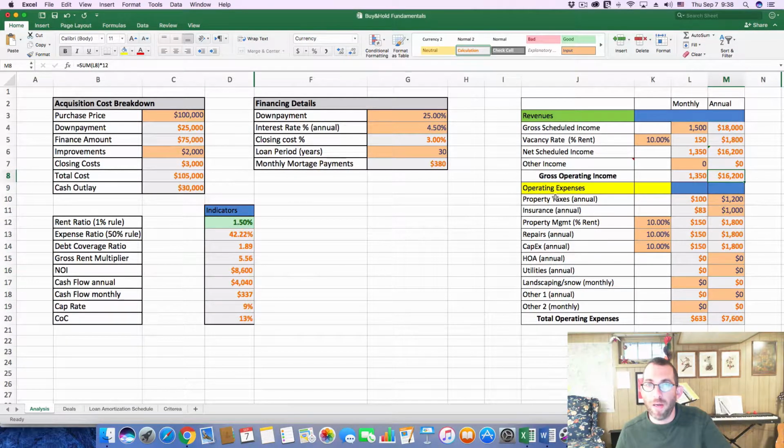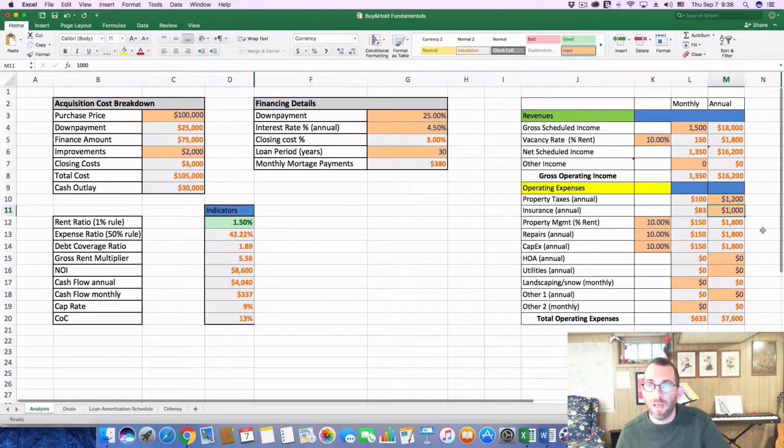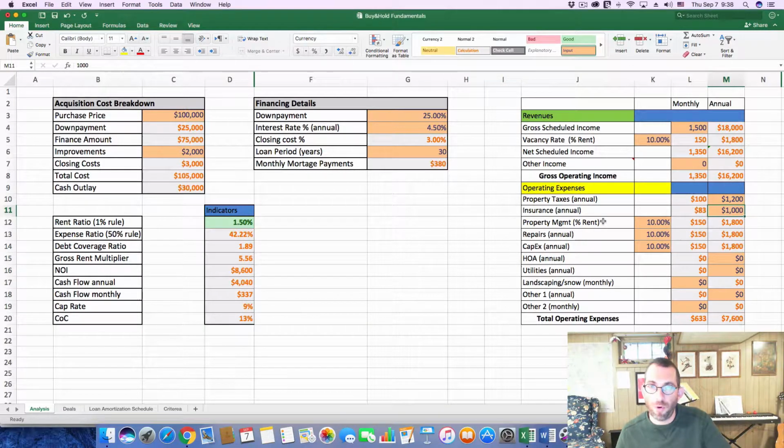Then you look at your operating expenses, which includes property taxes, insurance, HOAs, any utilities you'd be required to pay, landscaping or snow removal, any other annual payments, plus assumptions for costs such as property management, which even if you intend to do that yourself, you should figure the cost for that. If you do it, that's your salary.